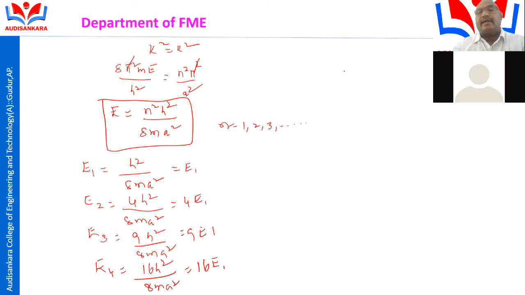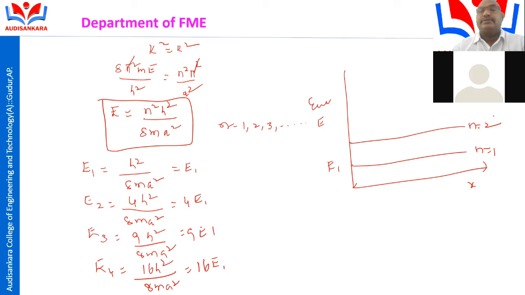So the energy level diagram is as shown in the figure, with energy E and x value. For n equal to 1 substitution, that is called E1. For n equal to 2, that is 4E1. For n equal to 3, that is 9E1. For n equal to 4, 16E1, and so on. So these are the eigen energy values.